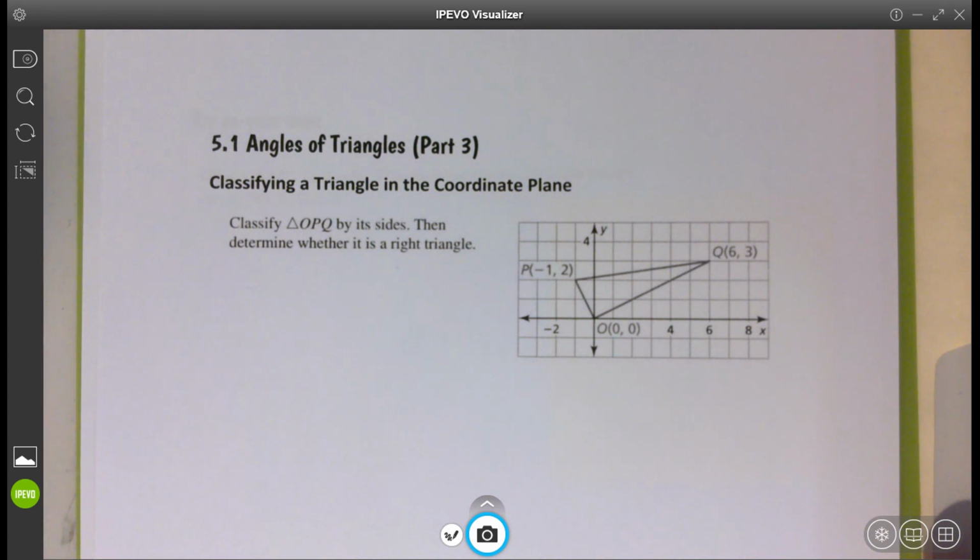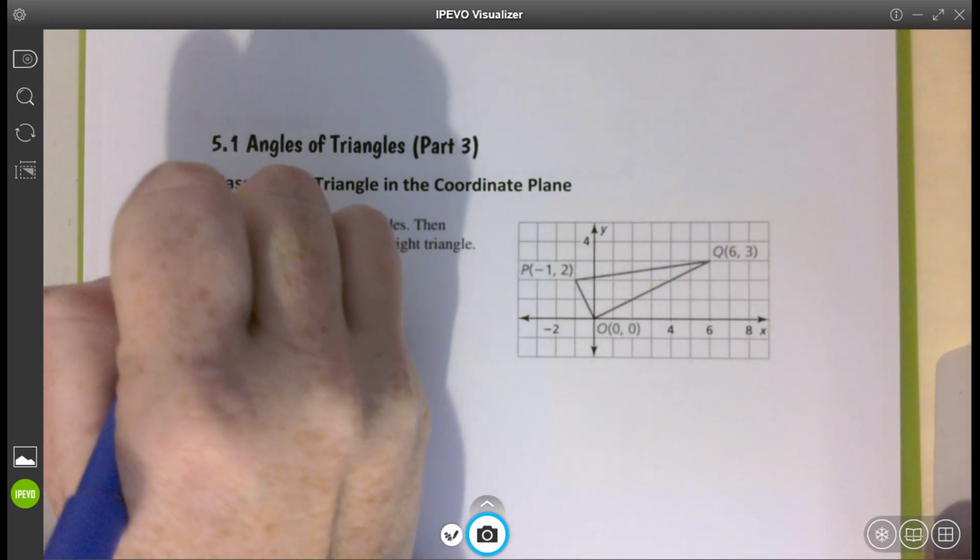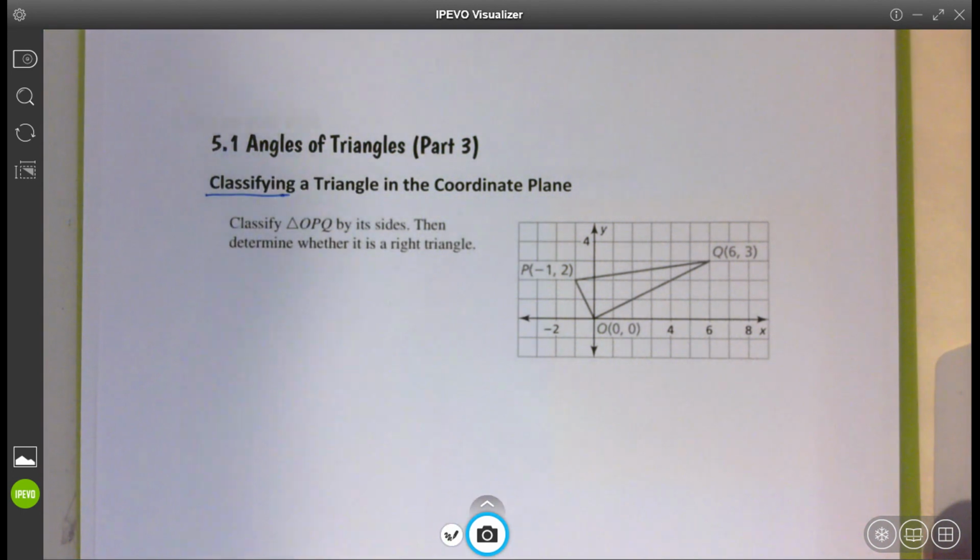All right, so today we're going to continue on with our triangles, and this time we are going to classify our triangles in the coordinate plane. So continuing with classifying, we're going to work with naming the triangle based on its sides. So we're going to see if it's isosceles, scalene, or equilateral. So we're going to have to figure out the length of each side.